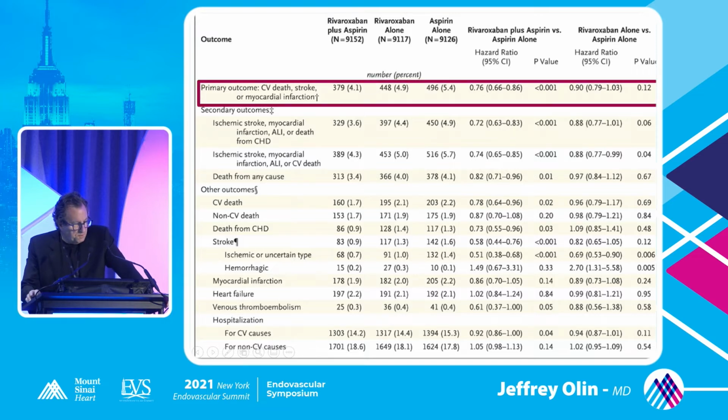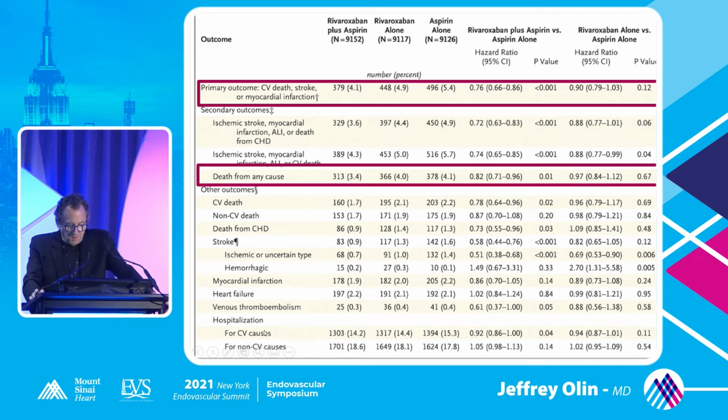So this is the primary efficacy endpoint: CV death, stroke, or myocardial infarction. And you can see here there's a reduction of about 24% in that primary endpoint in the combination, and it was statistically very significant, whereas rivaroxaban alone or aspirin alone had no effect. And death from any cause was also reduced by about 18%, and this also was highly statistically significant.